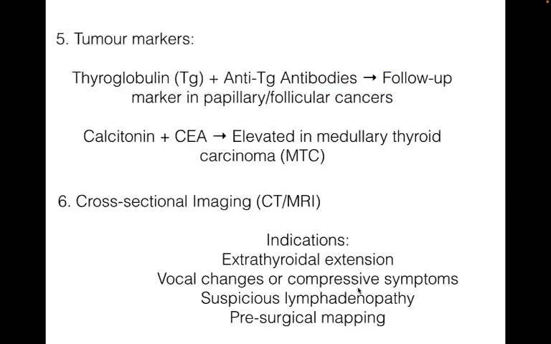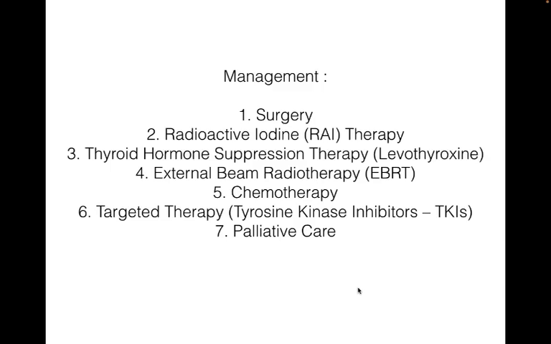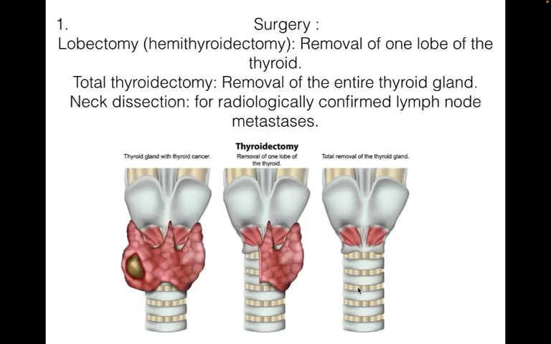Further investigation includes tumor markers, which isn't done as an initial investigation. It's usually done to check for recurrence, for post-thyroidectomy surveillance. Further imaging apart from the ultrasound includes CT and MRI, which is usually done in case of extrathyroid extension for detailed anatomical involvement. Now, the management includes surgery, radioactive iodine, thyroid hormone suppression therapy, EBRT, which is external beam radiotherapy, chemotherapy, targeted therapy, and palliative care.